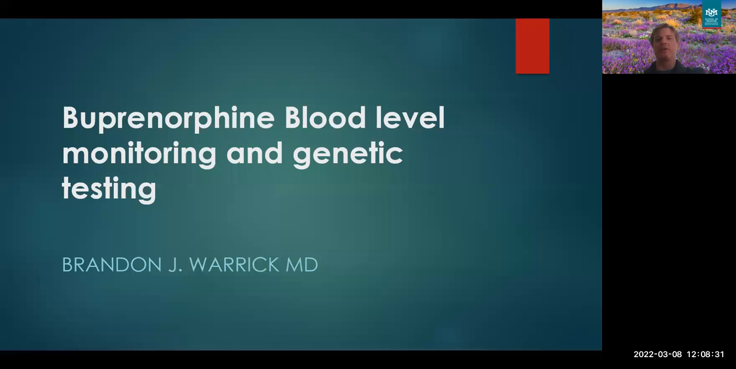We're going to talk about blood level monitoring and genetic testing. As a toxicologist, I'm very familiar with the CYP enzymes, and I think there is a role. Just if you want my 2 cents or my final thoughts at the beginning, I don't get genetic testing or blood levels for buprenorphine monitoring. I just do a simple urine testing.